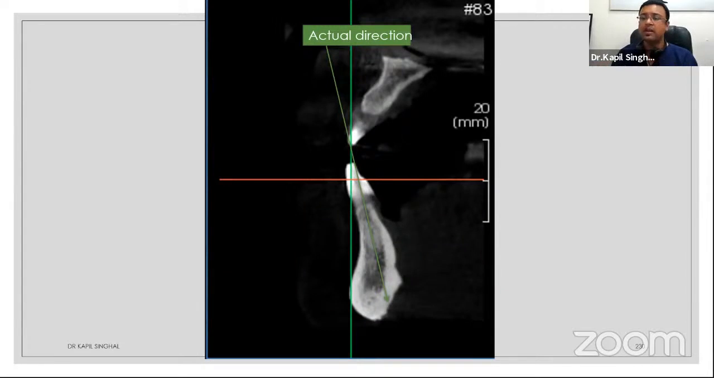So what is to be done? Always keep one finger on the palatal side and one finger on the buccal side of the socket, and then drill. Keep your drill resting on the palatal wall and drill in the socket. Don't drill towards the palatal wall or towards the facial wall. Keep your drill touching the palatal wall and drill in the socket.